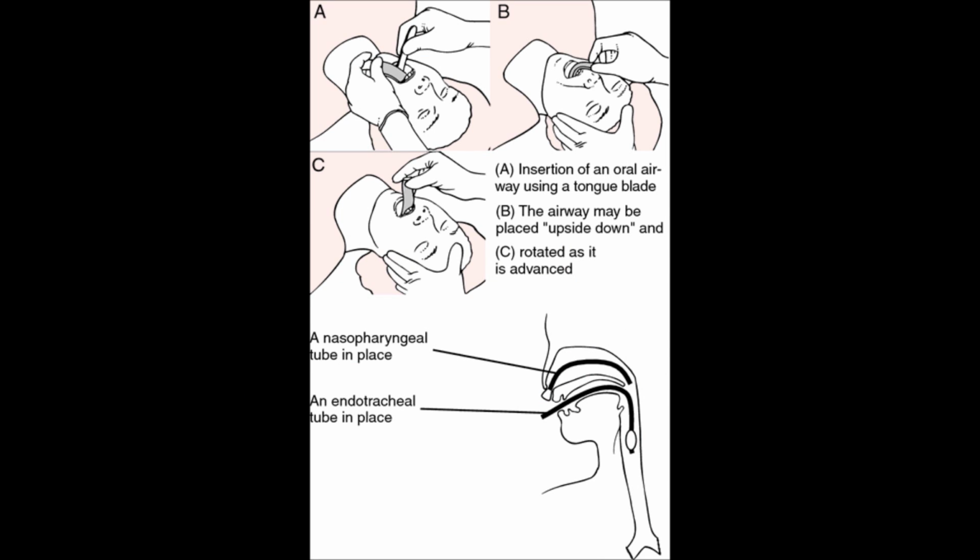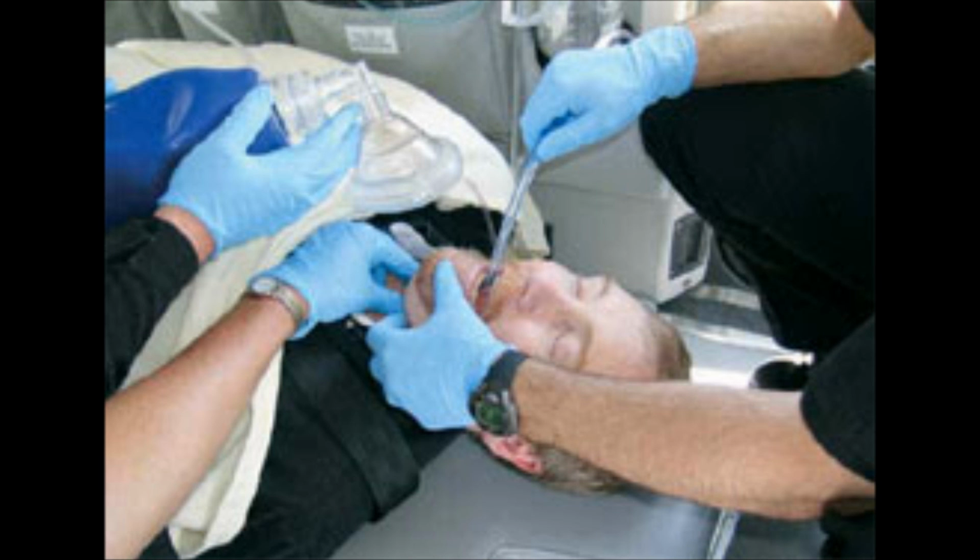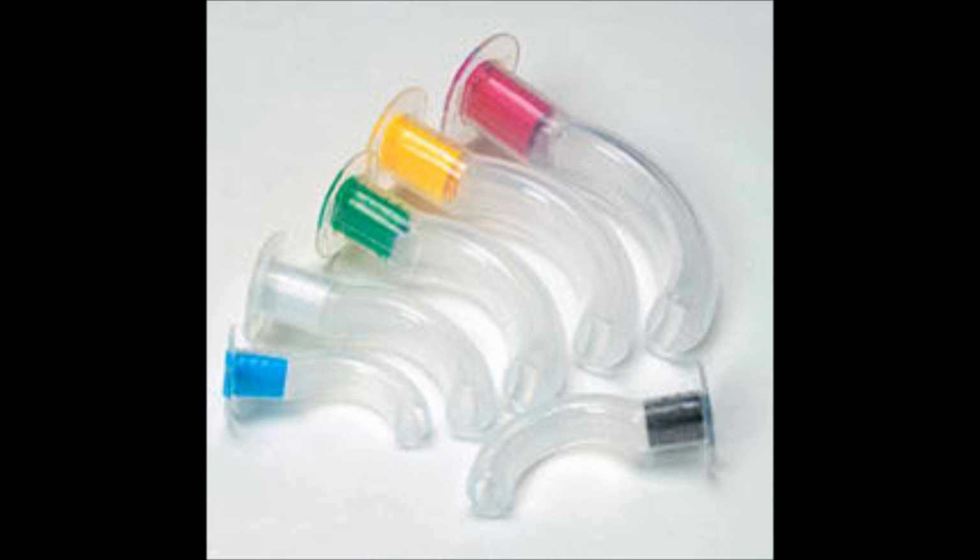After the insertion of an OPA, you have to maintain a patent airway by keeping the head and jaw positioned properly and suction the airway as needed. A word of caution in selecting the proper size of OPA: OPAs that are too large may obstruct the larynx or cause trauma to the laryngeal structures. If you have chosen an OPA that is too small or inserted improperly, it may push the base of the tongue posteriorly, and what's going to happen? It will obstruct the airway.